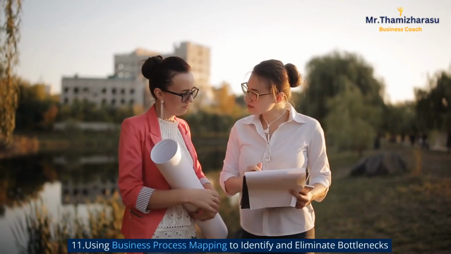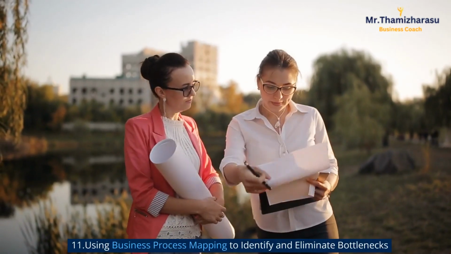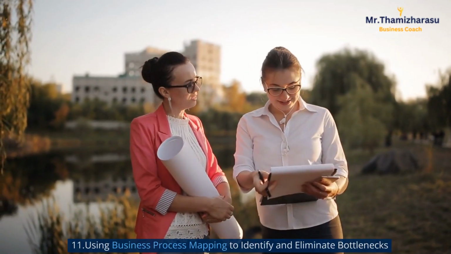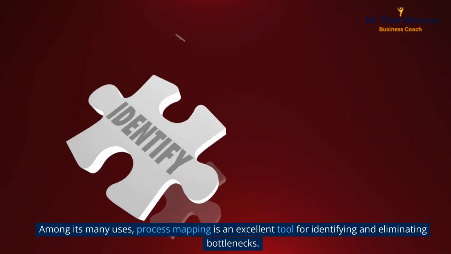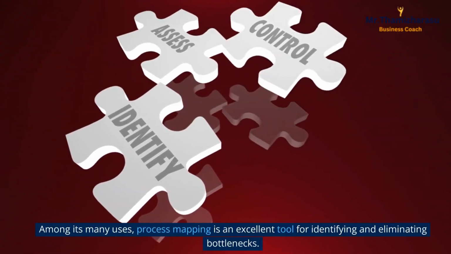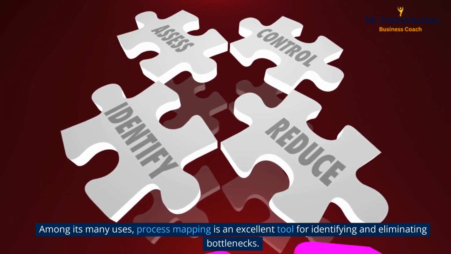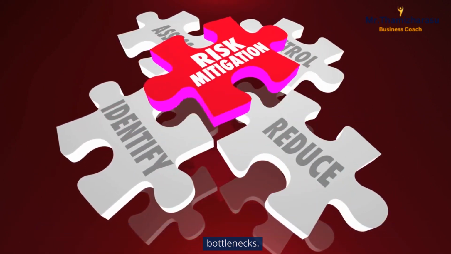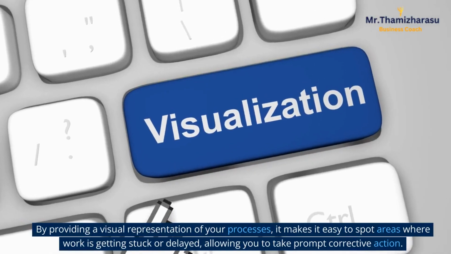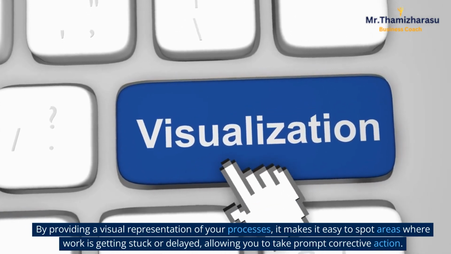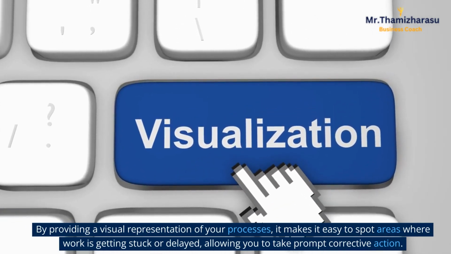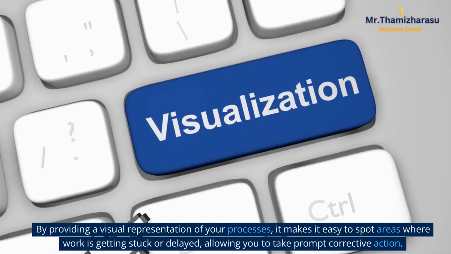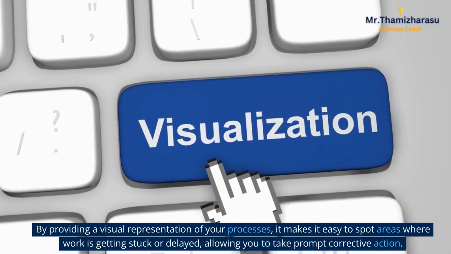11. Using business process mapping to identify and eliminate bottlenecks. Among its many uses, process mapping is an excellent tool for identifying and eliminating bottlenecks. By providing a visual representation of your processes, it makes it easy to spot areas where work is getting stuck or delayed, allowing you to take prompt corrective action.